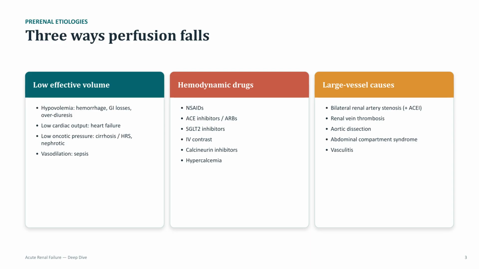Prerenal etiologies stem from three main issues: a drop in effective arterial volume, such as hemorrhage or sepsis, the use of hemodynamic drugs like NSAIDs or ACE inhibitors, or large vessel problems, such as renal artery stenosis. Each results in reduced renal perfusion.